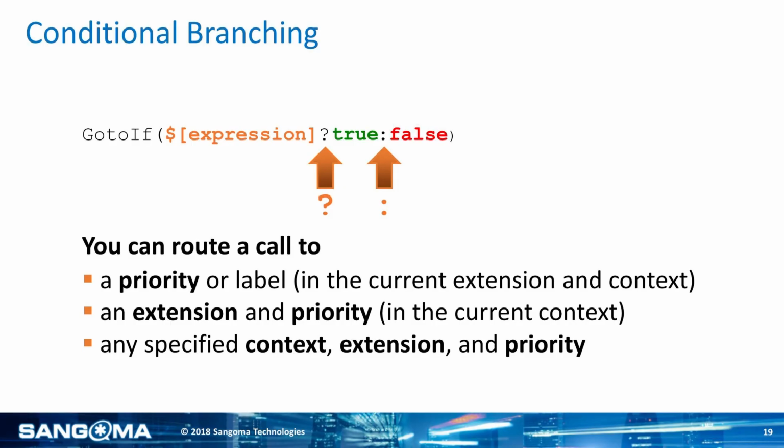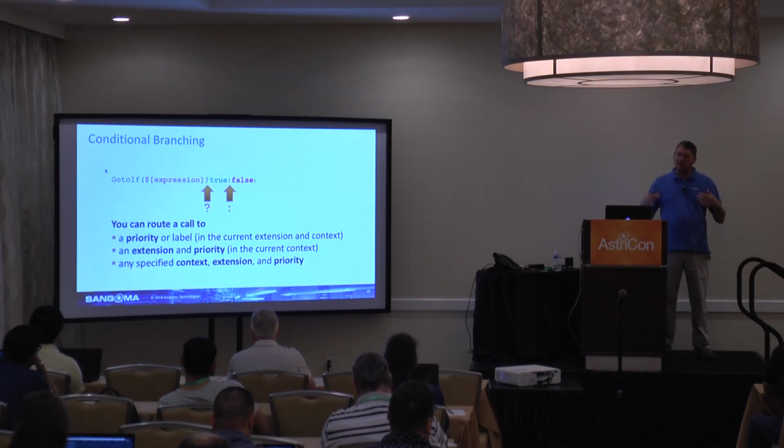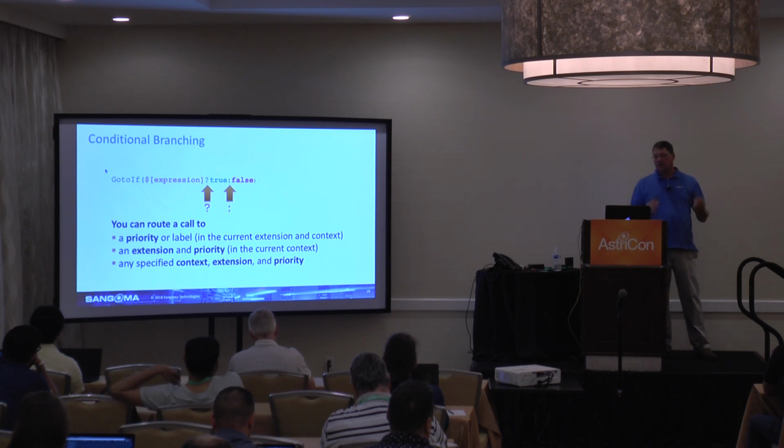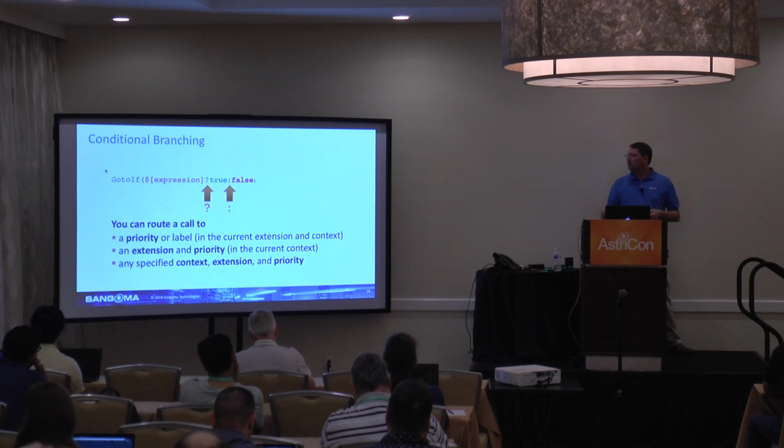The GotoIf. GotoIf is a lot like the Goto application, but it takes an expression and will branch based on true or false of the expression. You can use the same sort of things that you could in Goto. Like in Goto, you could use priority, extension priority, or the context extension priority. The same is true for the GotoIf.